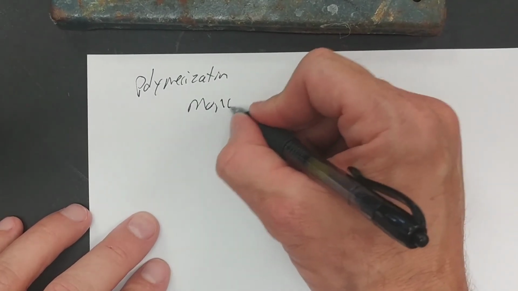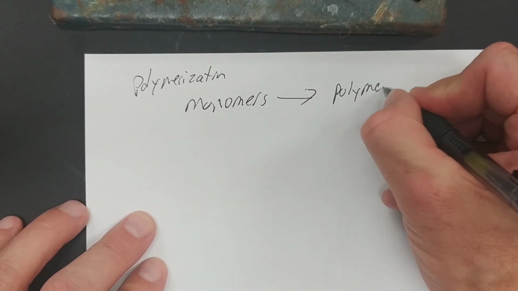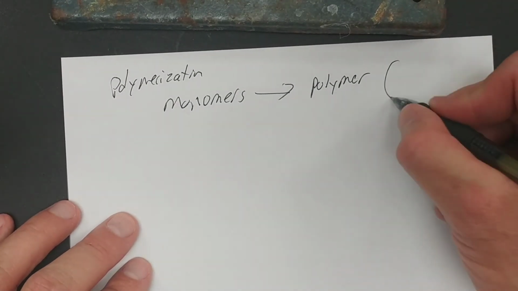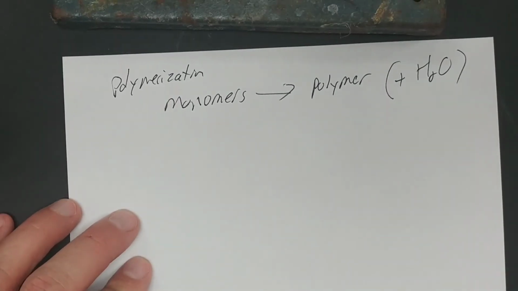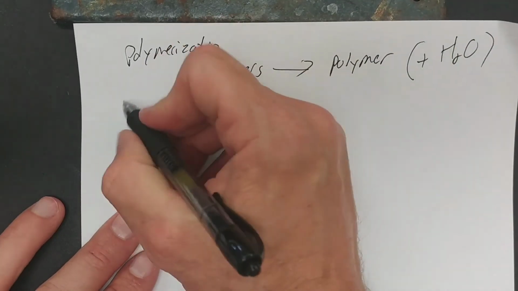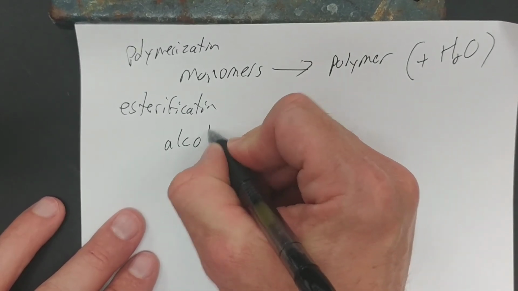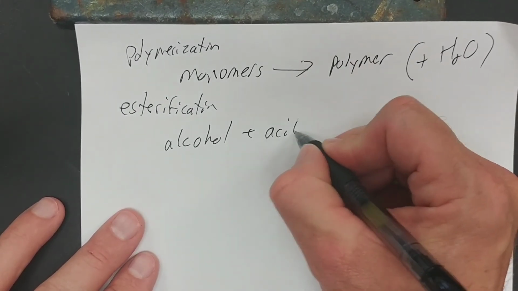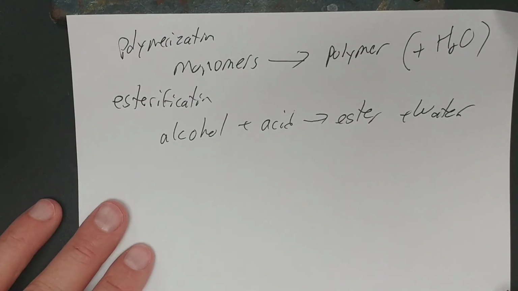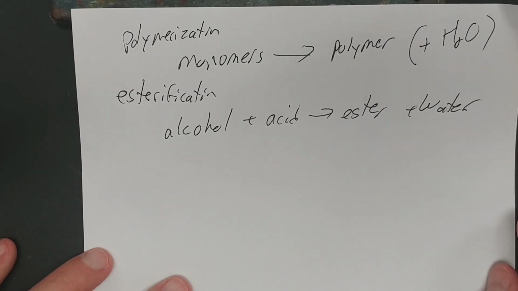Lots of monomers make one polymer. There's addition and dehydration. If it's dehydration, there'll be plus H2O and a certain number of them. Esterification. An alcohol plus an organic acid makes an ester and water. And we already talked about combustion.